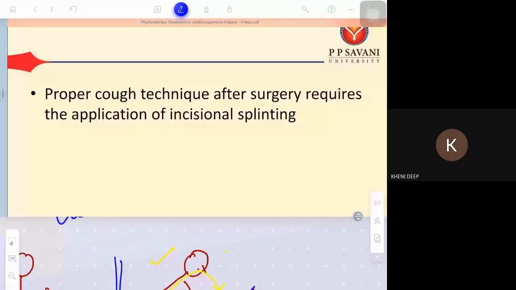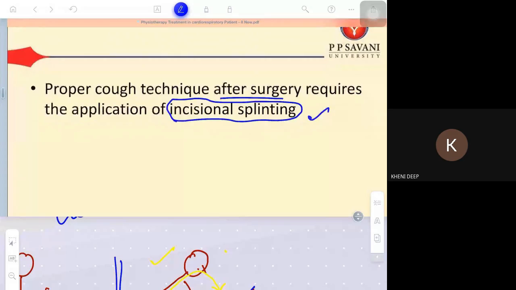If the patient has had surgery, then you have to use incisional splinting. A small pillow or pad should be given and you should stabilize. Either the patient should stabilize or the therapist should stabilize the incision, and then the patient should cough. Without support, if the patient is coughing, the surgical suture may be damaged. I am talking about immediately after surgery.